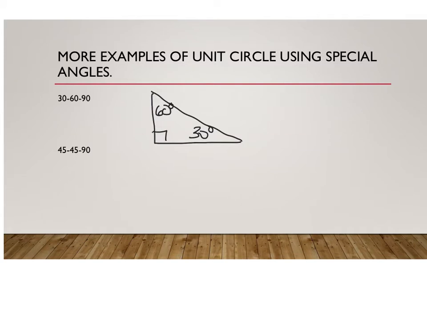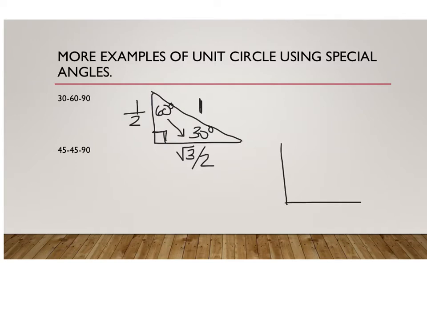And in the case of what we're using with the unit circle, our radius will always be 1. Therefore, by definition, the side opposite to 30 is half of that hypotenuse, which would make this a half. And the side opposite to 60 is that short side times the square root of 3, so it would make that the square root of 3 over 2.